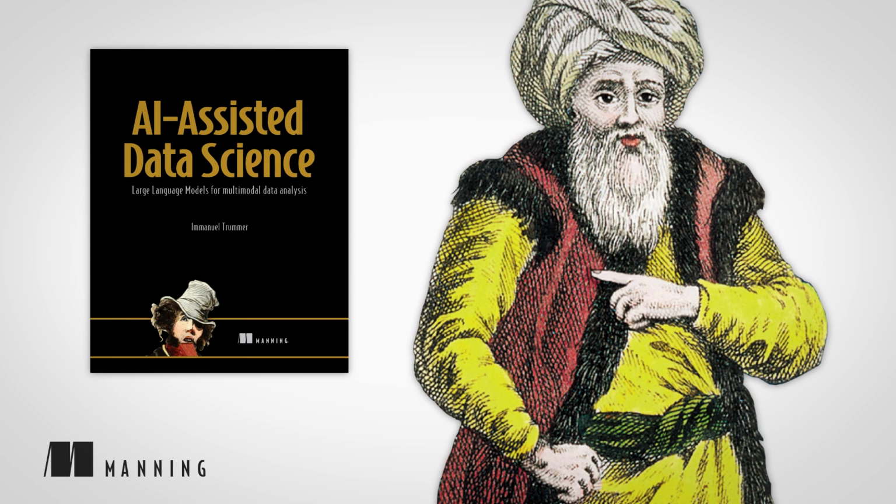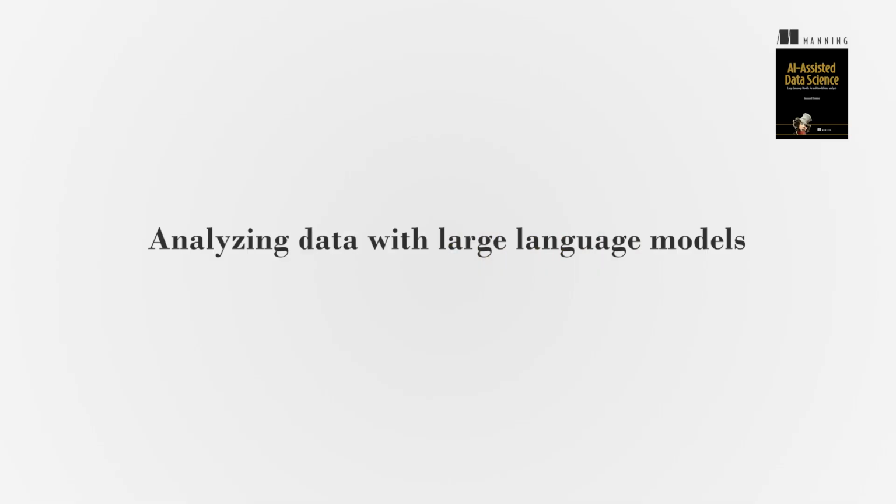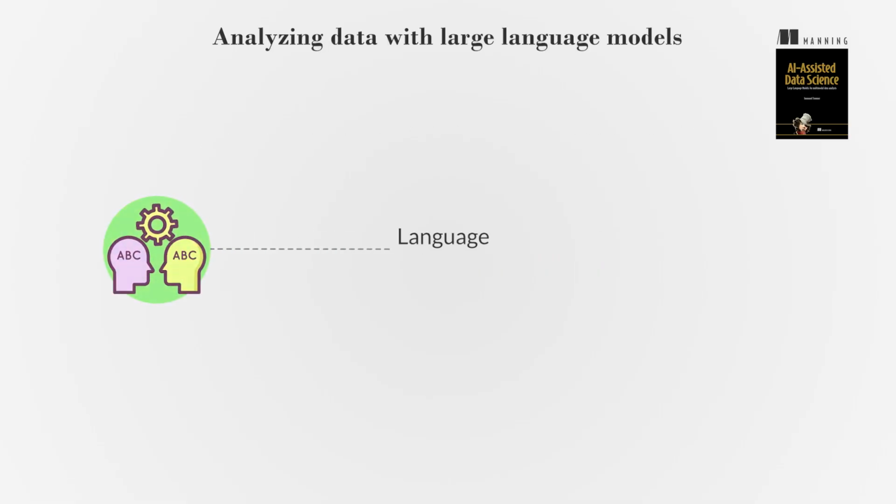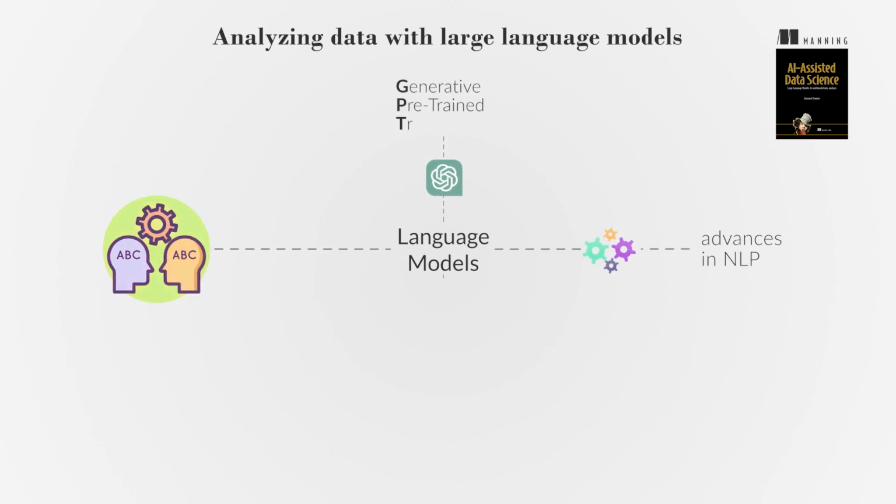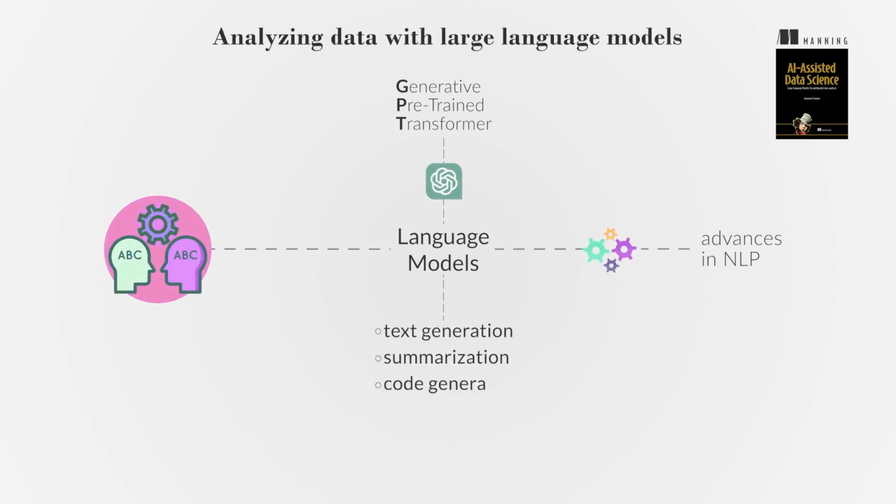AI-Assisted Data Science, Large Language Models for Multimodal Data Analysis, written by Immanuel Trummer. This chapter introduces language models, highlighting their recent advances in natural language processing. Language models like GPT, Generative Pre-trained Transformer, are capable of various tasks, including text generation, summarization, and code generation.